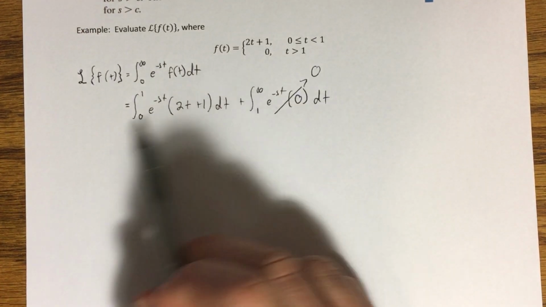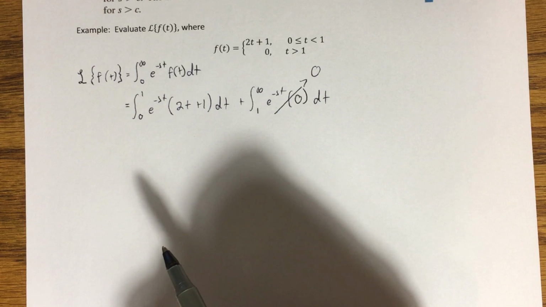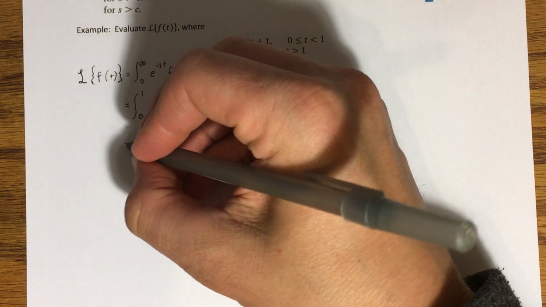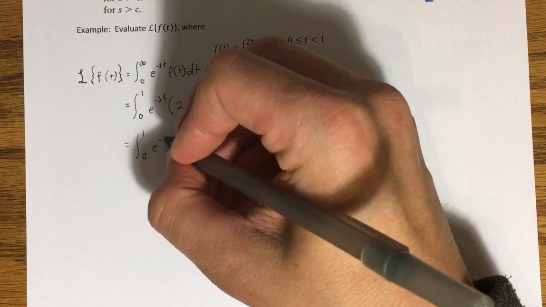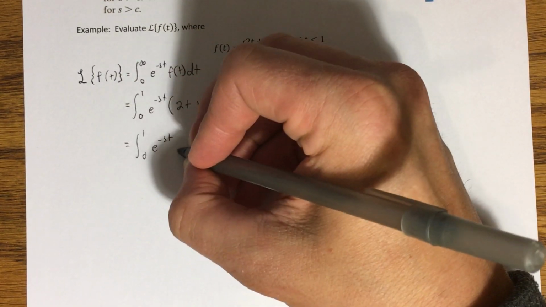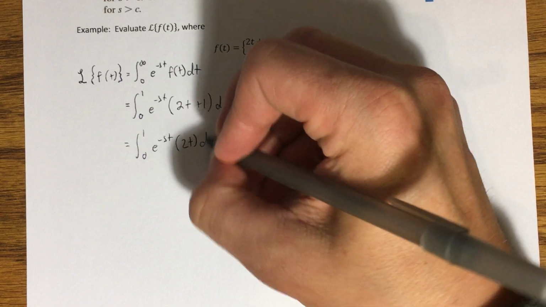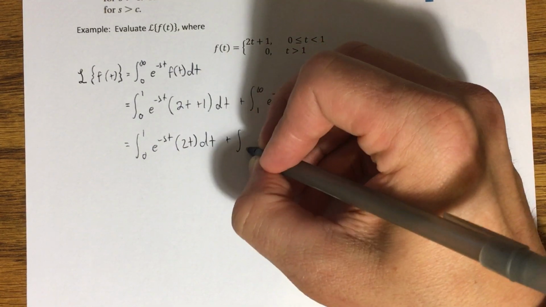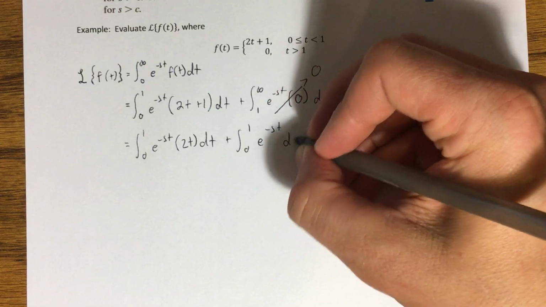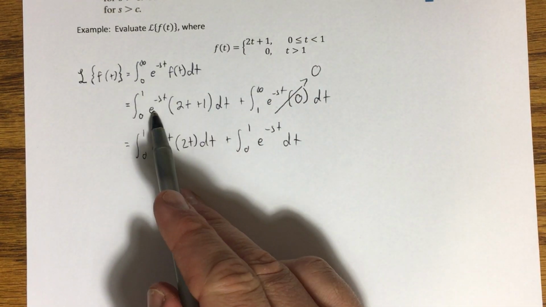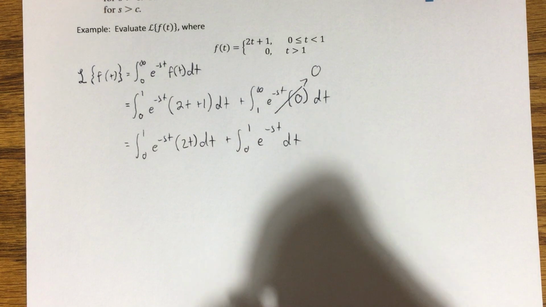This is just integration by parts right here. I can split it into two integrals if I want. I can write this way. Integral from 0 to 1 of e to the negative st times 2t dt plus the integral from 0 to 1 e to the negative st dt, just by distributing that e to the negative st in and splitting it.